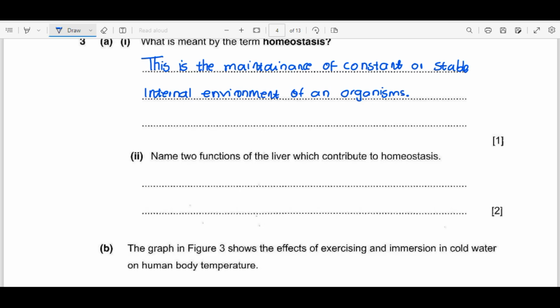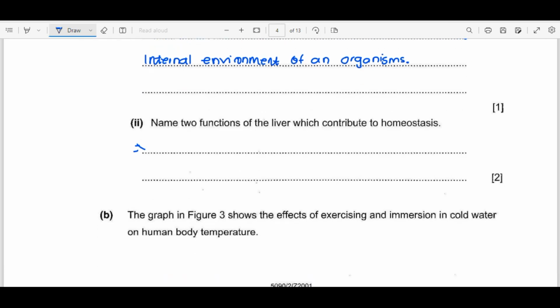Then for Roman number 2, name 2 functions of the liver which contribute to homeostasis. So it's all about regulation. To simplify our answers, we'll just say regulation of blood sugar.